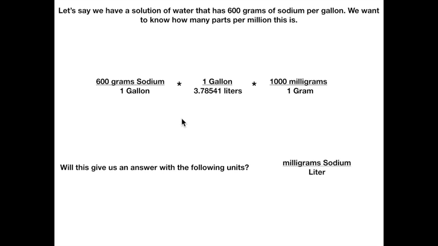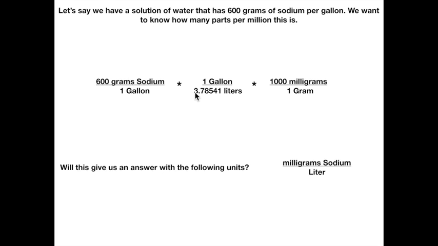So I set this up. 600 grams of sodium per 1 gallon. And I know that I want to cancel units to where I get rid of gallons and I get rid of grams. So I preemptively made sure I had gallons on top here because I have gallons on the bottom with what we were given. And I want to get rid of gallons, which means I need to have gallons on top somewhere so that this can cancel out.